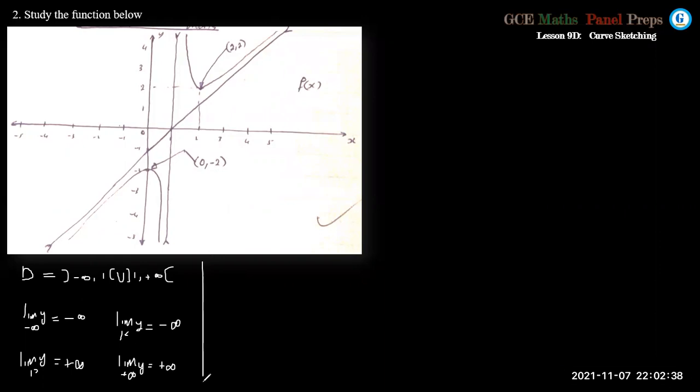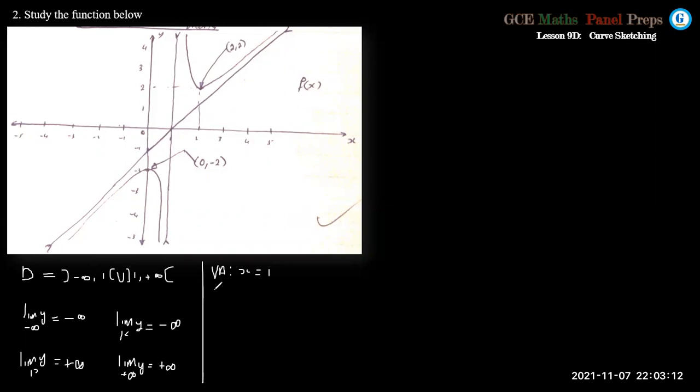So that's it for limits. Now let us look for the asymptotes. What is the equation of the vertical asymptote? X equals 1. All right. Do we have a horizontal asymptote? No. But we are very sure that we have an oblique asymptote, right? So what's the equation of the oblique asymptote?